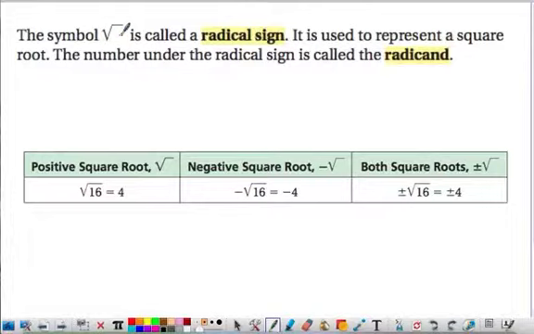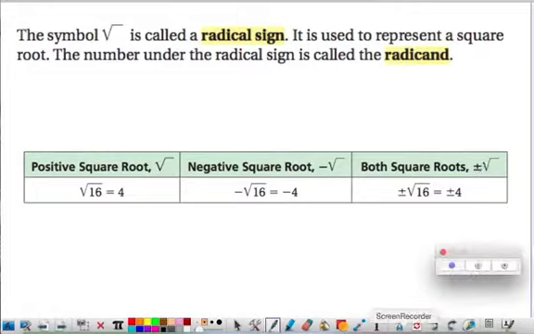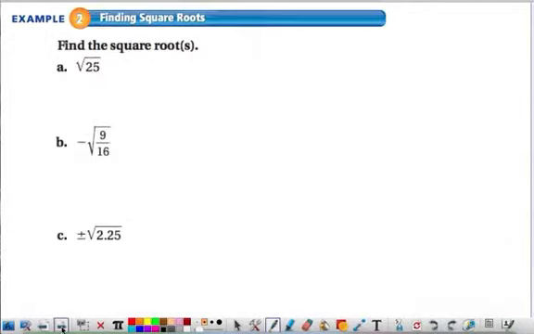The number under the radical sign is called our radicand. Here are 3 different ways that we're going to see these look. Whenever you have your radical sign with nothing in front of it, they're looking for the positive square root. When they have their radical sign with a negative sign in front of it, they're looking for the negative square root. When they have their radical sign with the positive and negative in front of it, they're looking for both the positive square root and the negative square root.